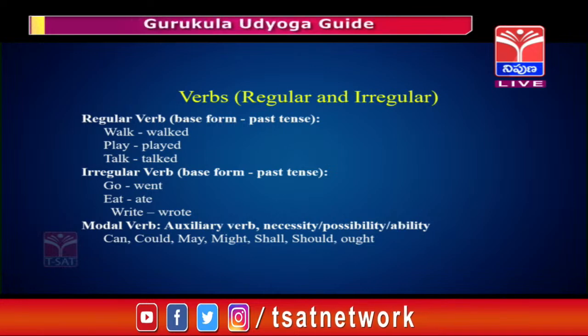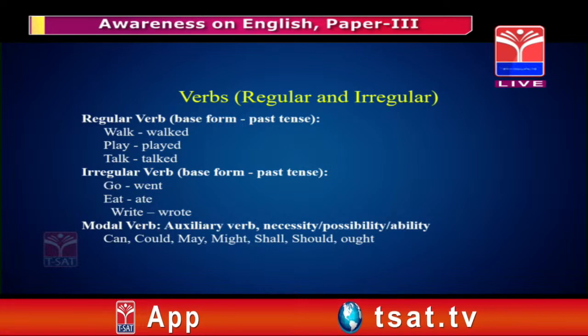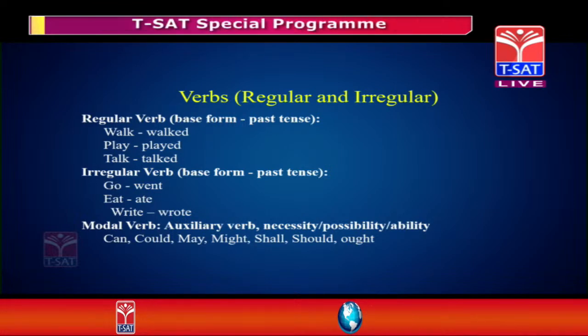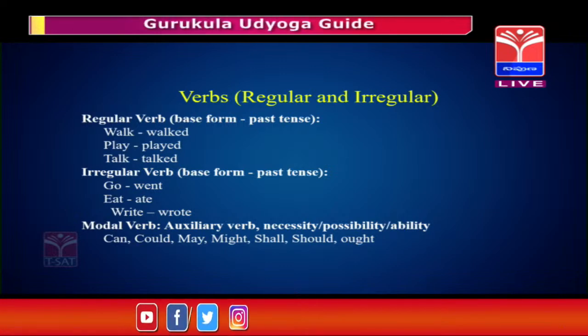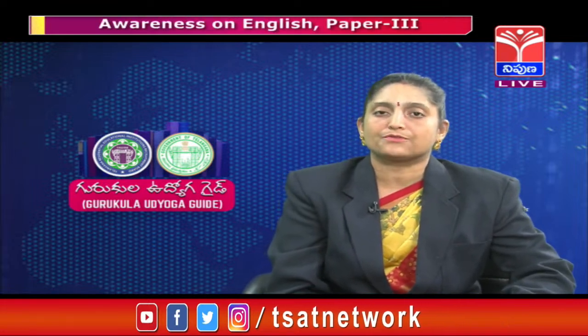Regular verbs are the ones whose past tense form ends with ed. So these are called regular verbs. Suppose you take walk: it is a verb, an action word, and walked is the past tense form of it.